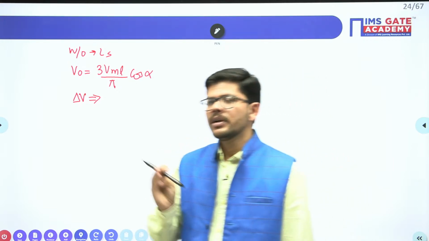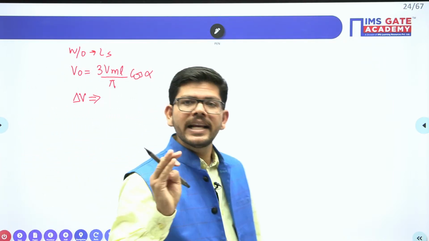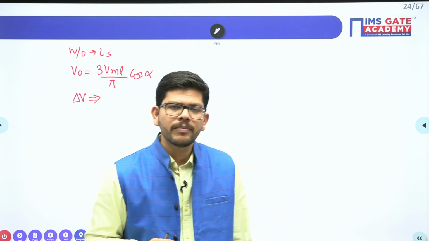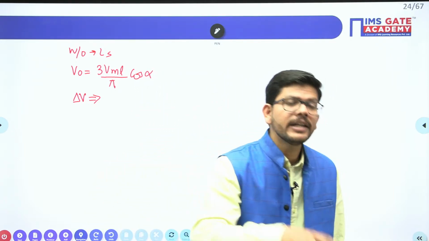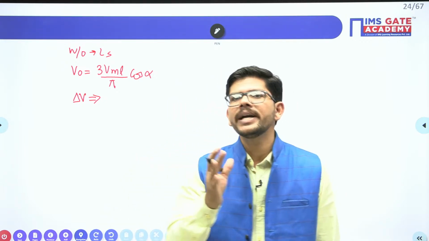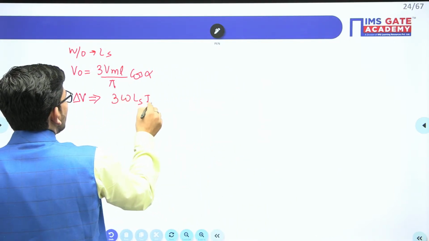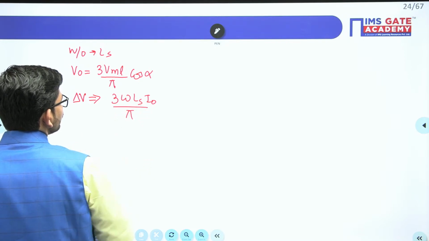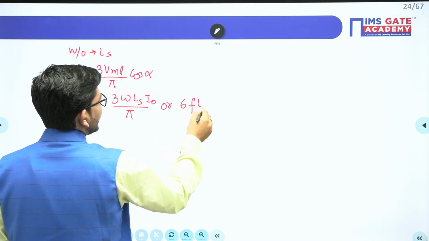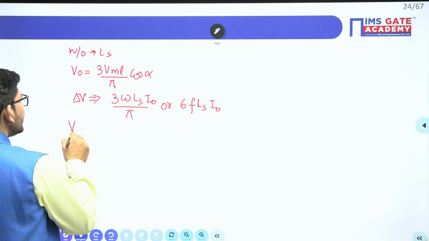In case of single pulse converter, the reduction is omega Ls I naught upon pi. In case of two pulse converter, it is 2 omega Ls I naught upon pi. In case of 6 pulse converter or 3-phase full wave converter, it is 3 omega Ls I naught upon pi, where Ls is the source inductance, or it is 6f Ls I naught. Okay, now what will be the new voltage?